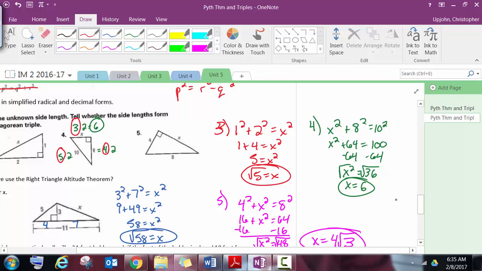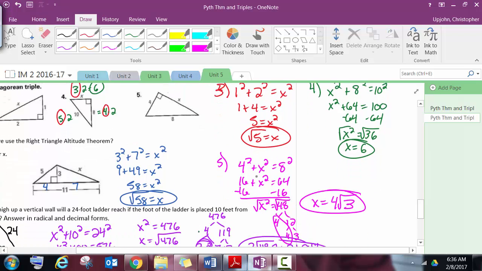Number 5, 4 and 8. If we look at 2 times 2, 4 times 2, 4 and 2 aren't part of any triples, so we're not using triples on this, we're just doing the Pythagorean theorem, and we're trying to find one of the legs now. So 4 squared plus x squared equals 8 squared. That's 16 plus x squared equals 64. Subtract 16 from both sides, we get x squared equals 48.